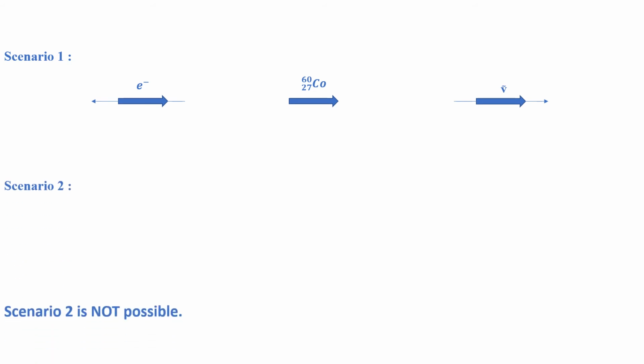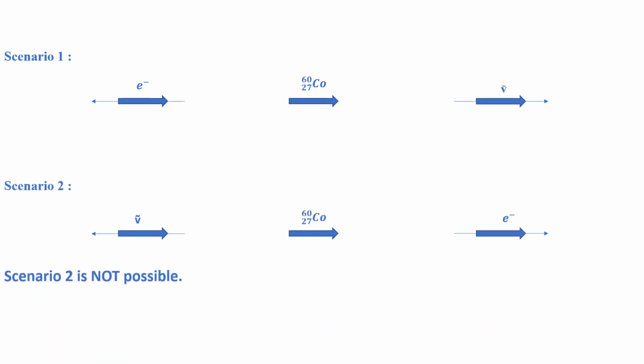So there can be two scenarios. One scenario can be that the spin of the electron is opposite to that of the cobalt-60, or the spin of the electron may be along the cobalt-60.